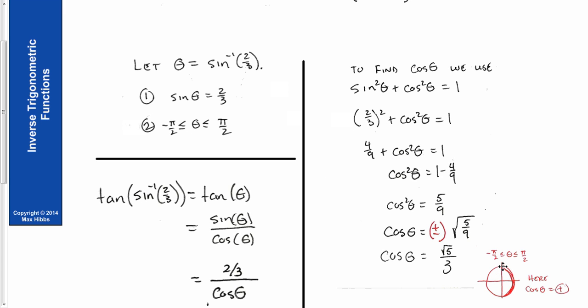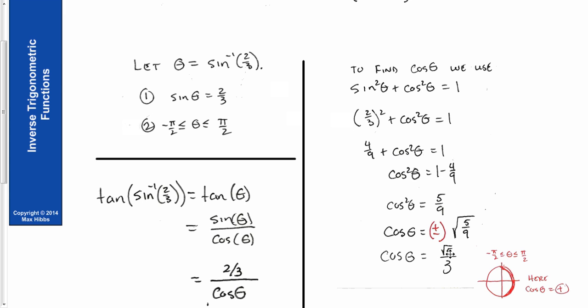Now, the way we make that determination is that we recall that our theta from above, which is really the inverse sine, is between negative pi over 2 and positive pi over 2. And in these quadrants, the cosine will be positive, won't it? Because it's the first coordinate. So we made the determination that the cosine of theta can't be negative, it has to be positive. And it's the positive square root of 5/9.